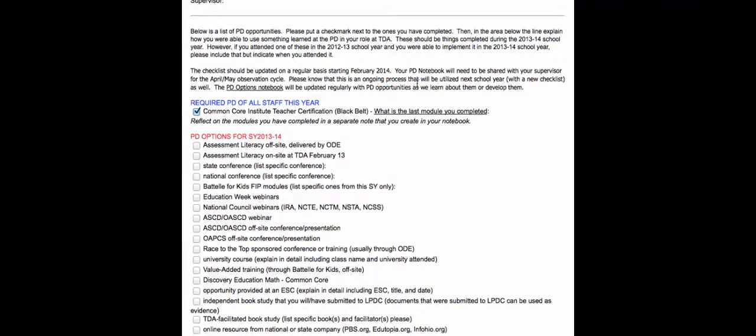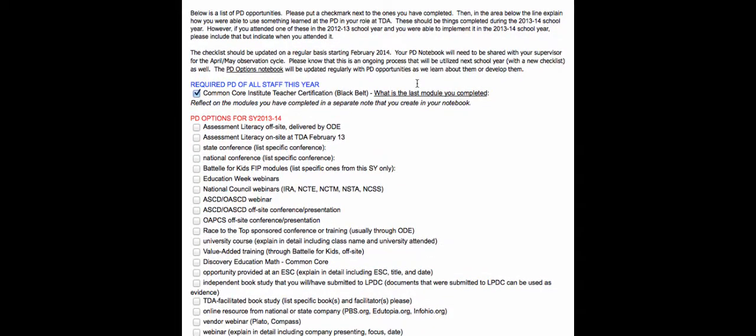So if you look at the different checklist opportunities, there is of course the required PD of this school year, which is the Common Core Teacher Certification, also known as Black Belt, and those assignments and syllabus were found in the greatpd.com/Moodle website. When you are ready to share this notebook with your supervisor, you'll need to make sure that you answer the question about the last module you completed.